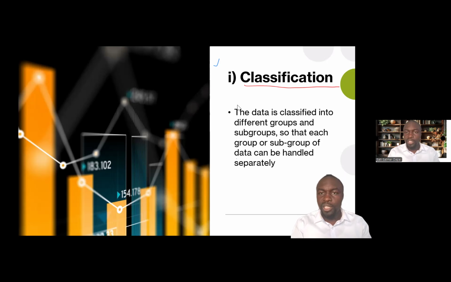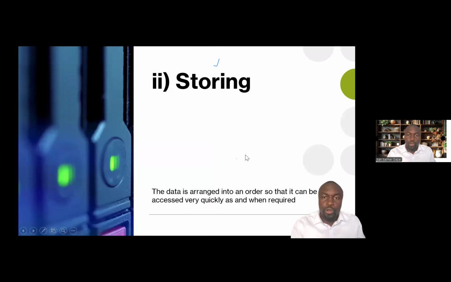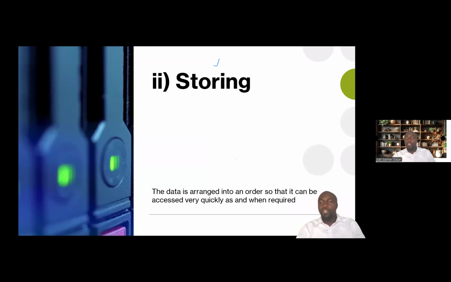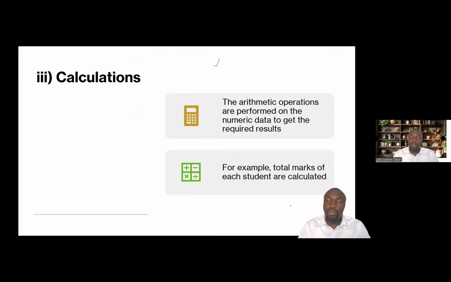So that is classification. Classification is under processing. The next one is storing. So after it has been classified, it then goes ahead to store this information. The data is arranged in an order so that it can be accessed quickly as and when required. Then number 3 is calculations. The arithmetic operations are performed on numeric data to get the required results.